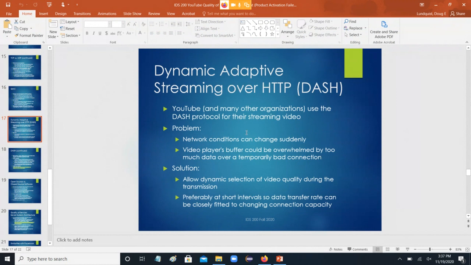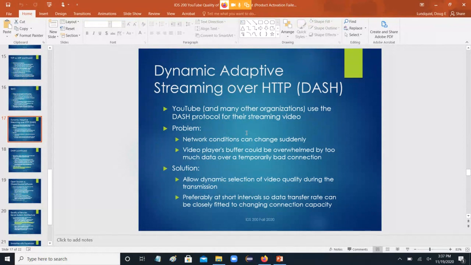So the basic problem is this: network conditions can change suddenly, right? You can be in one room of your house and have a great connection because you're right next to the router. You walk to another room, the router is suddenly behind a couple of walls, the connection isn't that great, and boom, your data rate collapses. When you go from a good connection to a bad connection, your video player buffer can be very quickly overwhelmed by too much data.